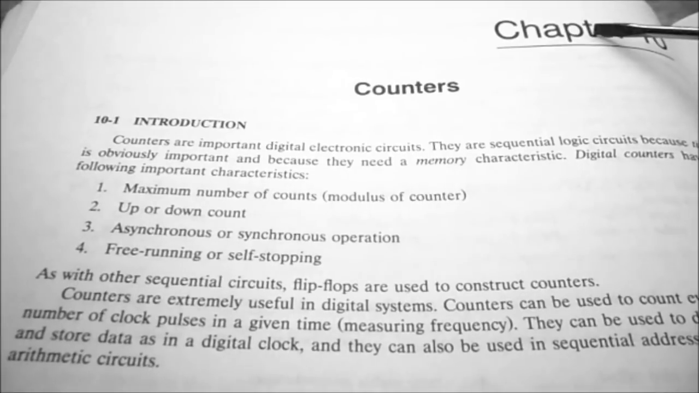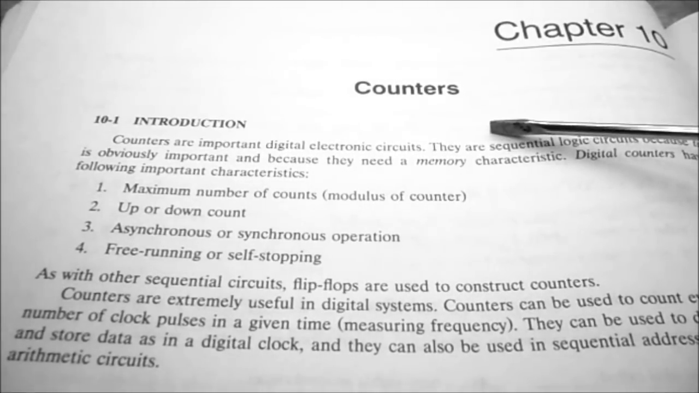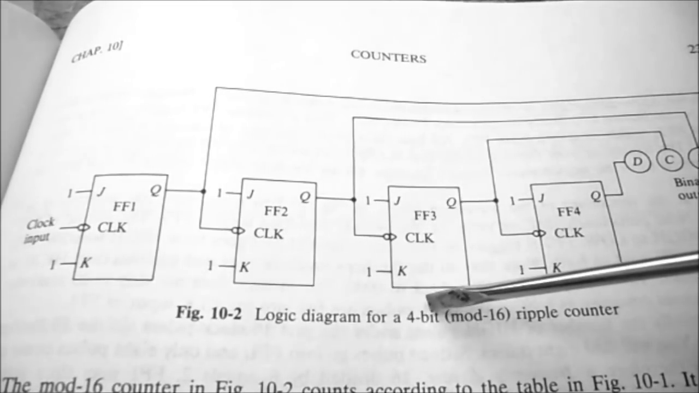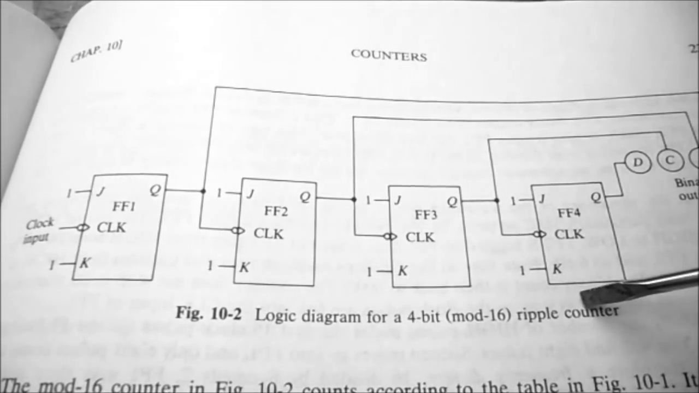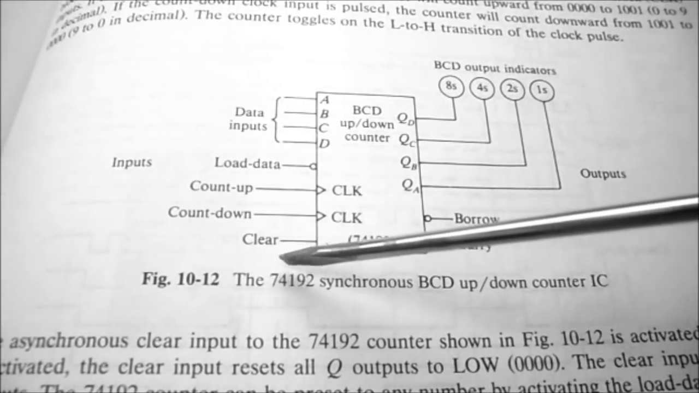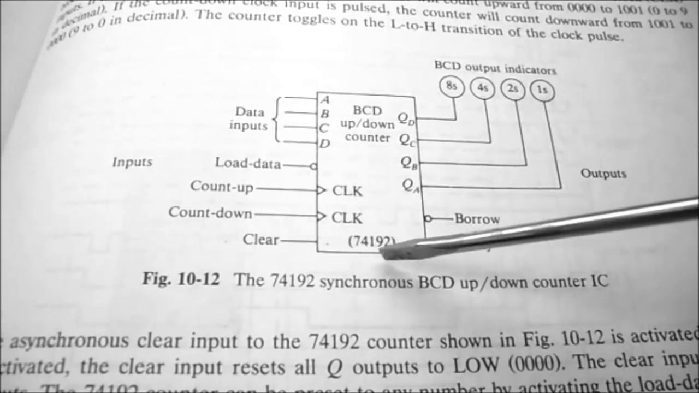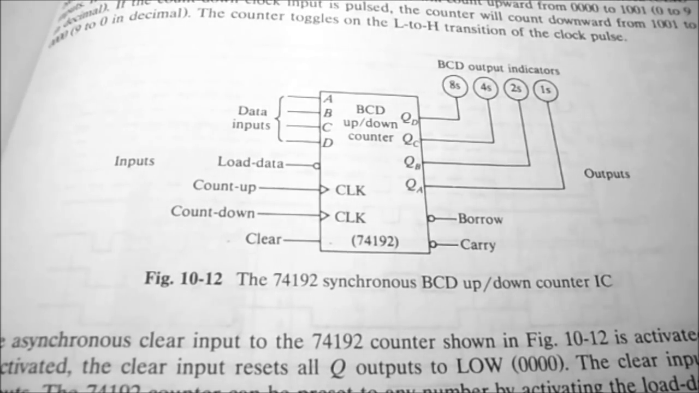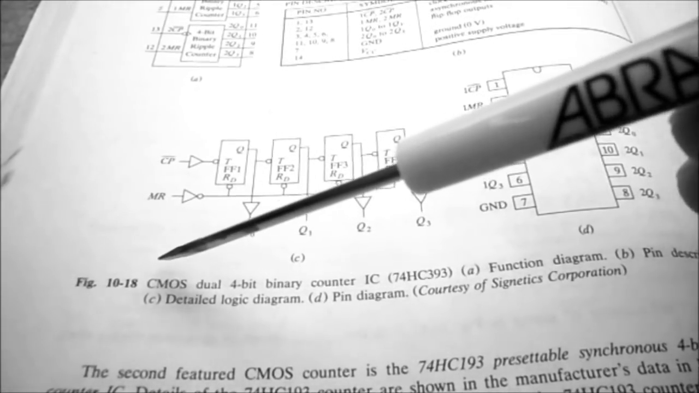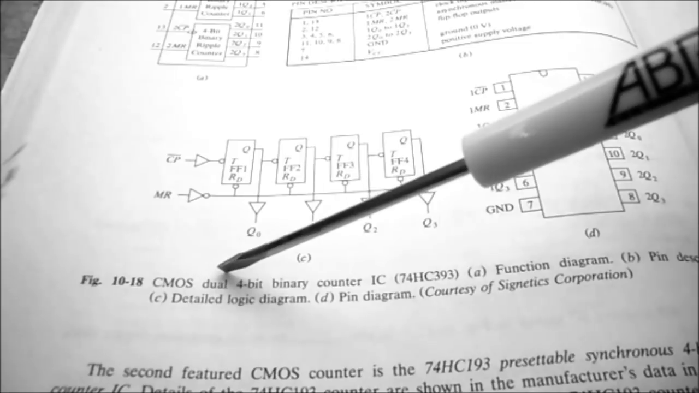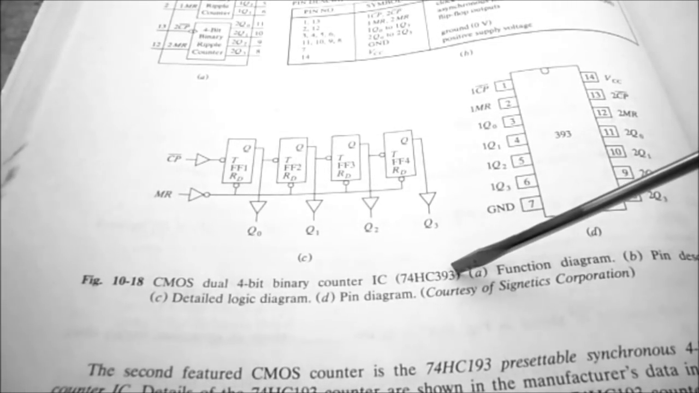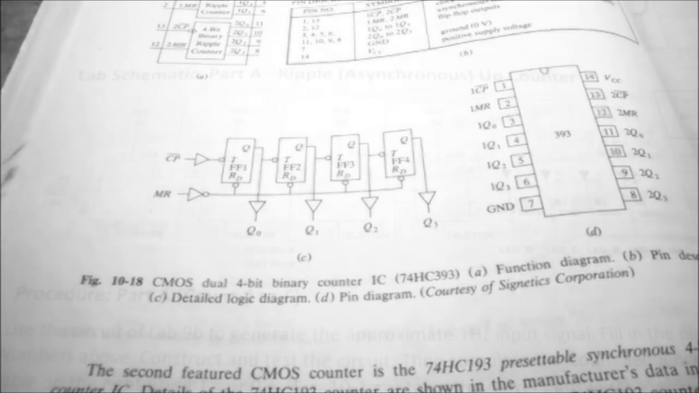Chapter 10 in your textbook is all about counters, and Figure 10-2 is a logic diagram for a 4-bit mod 16 ripple counter, and we're going to be building these today. Figure 10-12 talks about the 192 Synchronous BCD Up-Down counter IC that we're going to be using. And around Figure 10-18, they talk about the CMOS dual 4-bit binary counter IC, the 74393, that we're also going to be using today.